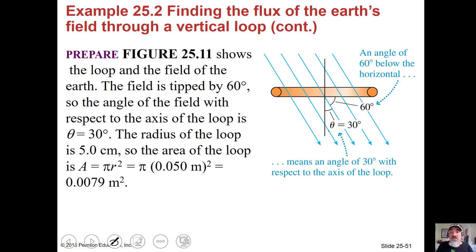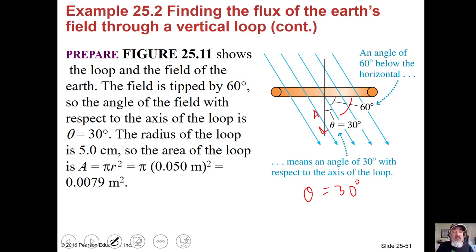Okay, so here's the view of this loop. Here's the 60 degrees, that's what the Earth's magnetic field is tilted at that point, 60 degrees from the horizontal. And then we want to calculate the amount of magnetic flux. We need the angle between the area vector and B. The area vector is the same as the axis of the loop. It's straight down. B is here. So in our formula, we actually need theta to be 30. That's the angle between A and B, the area vector and B.